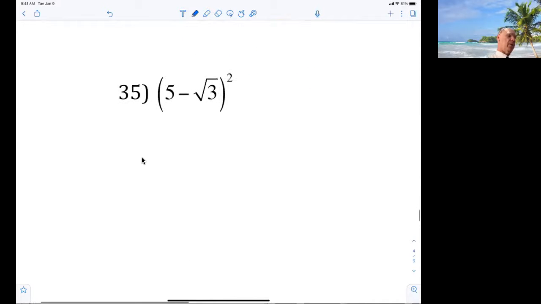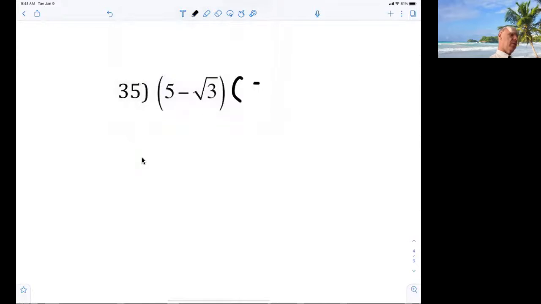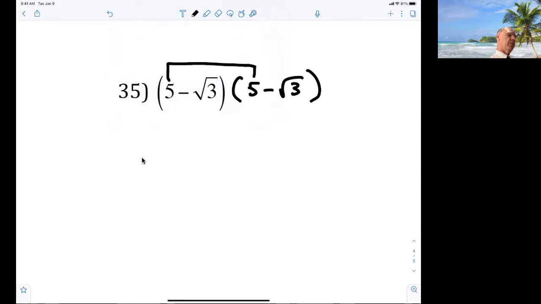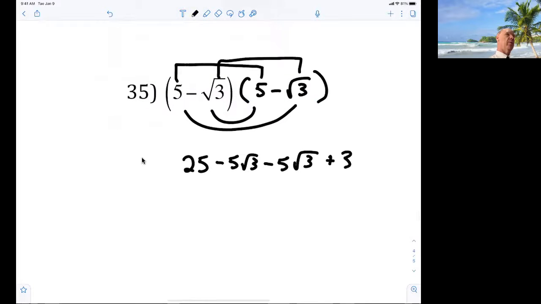All right. Now again, let's just do ourselves a favor. Let's erase the 2. Let's go back to 5 minus radical 3. Come on now, come on. 5 times 5, 25. What's this? Negative 5 radical 3. What's this? Thank you, positive 3. Come on, someone else join in.